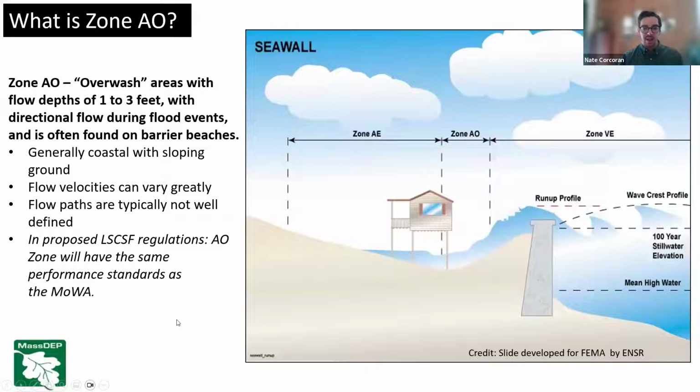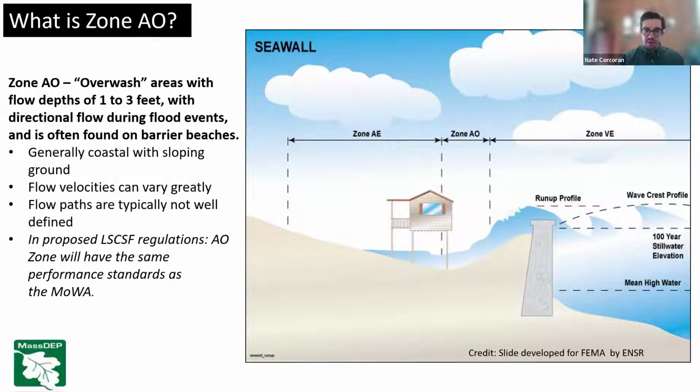So now we're going to get into the AO zone. The AO zone is areas of overwash with flow depths of 1 to 3 feet. So when it's depicted on a map, the AO zone, unlike the other flood zones, doesn't have an elevation. It has a depth from 1 to 3 feet, and that represents the depth of water that's moving with directional flow.